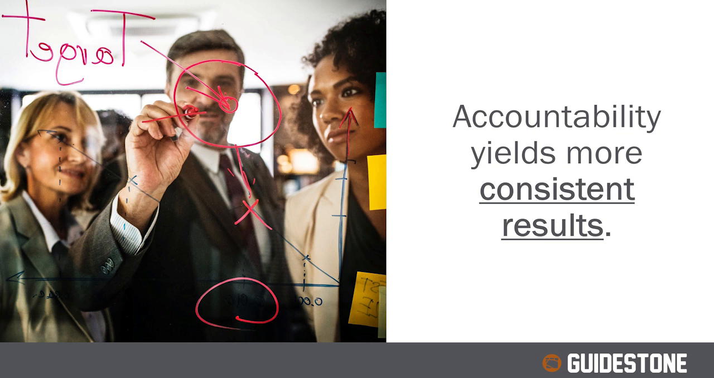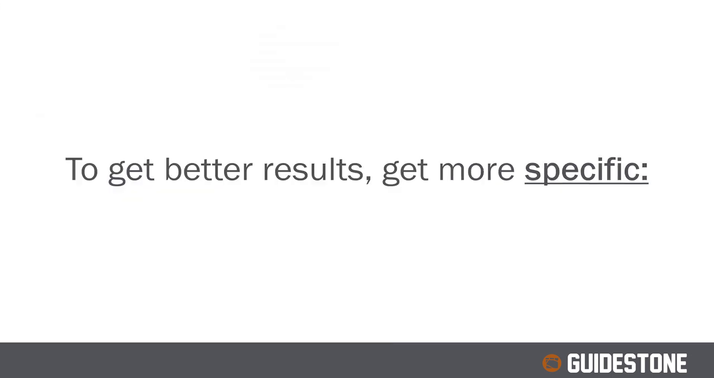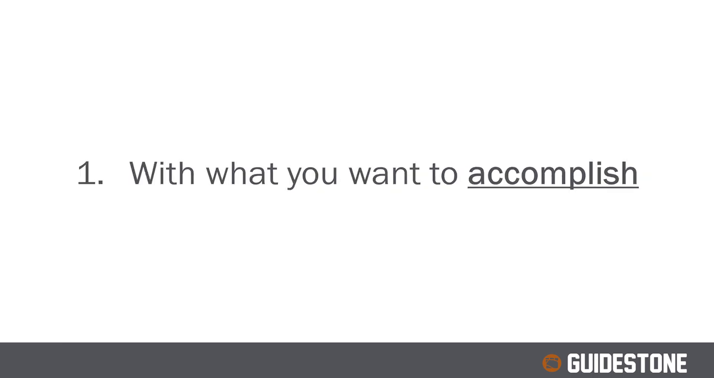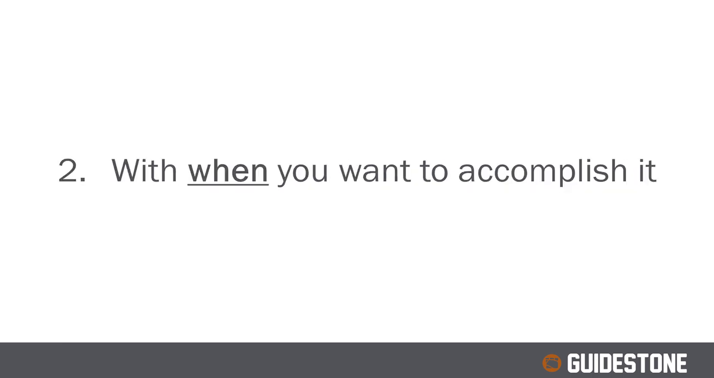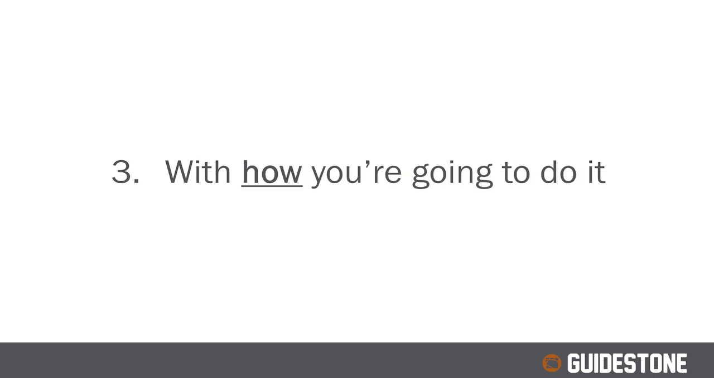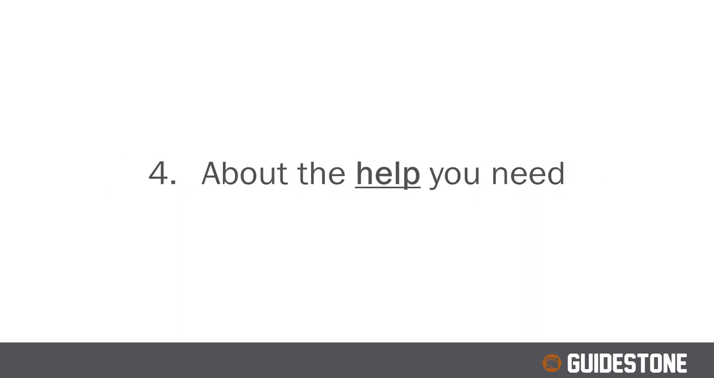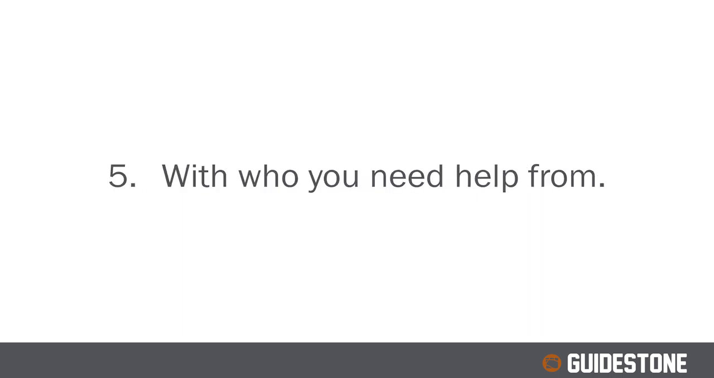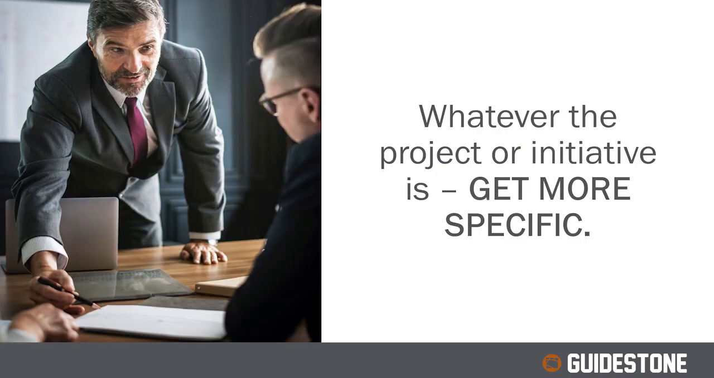So if you're working yourself to death and you're still not getting the results that you anticipated, then you're probably not being specific enough. To get better results, get more specific. Get more specific with what you want to accomplish. Get more specific with when you want to accomplish it. Get more specific with how you're going to do it. Get more specific with the help that you might need. Get more specific with who you might need help from. Break the project down into smaller, very specific tasks. Block out specific time on your calendar. Whatever the project is or whatever the initiative is, get more specific.